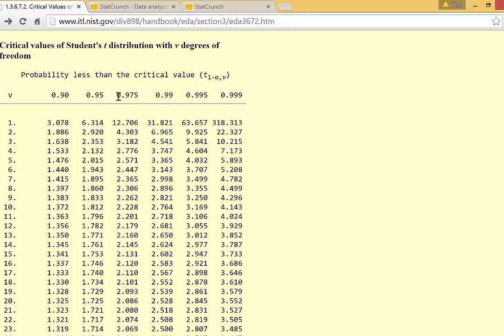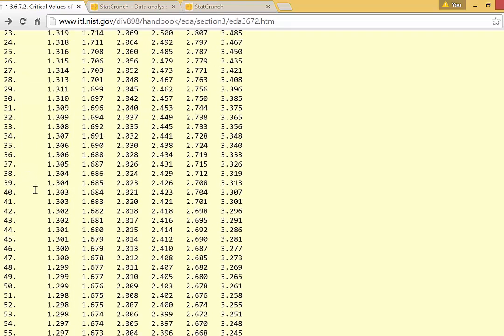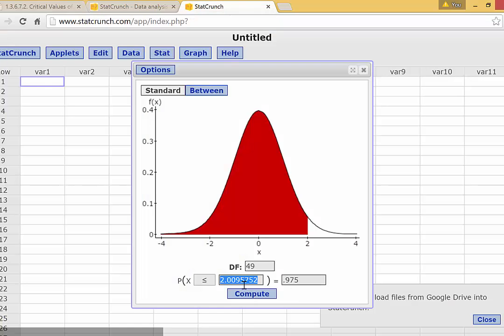So let's notice that this third column over gives us this area of 0.975, and then let's drop down to where we have 49 degrees of freedom. And we see that in that third column, we find that 2.010 number that we found when we used StatCrunch.